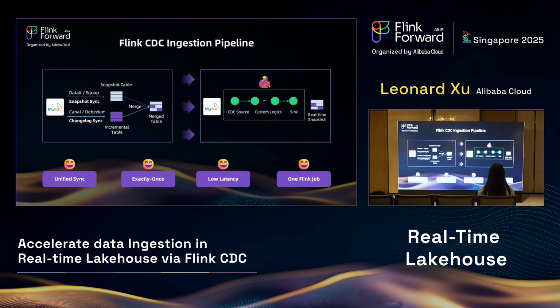And in this way, Flink CDC is a unified synchronization style, and as you know, Flink can offer exactly-once semantics. That means we can ensure better data consistency. And Flink can offer sub-second latency once the Flink CDC job starts the changelog synchronization. And from the user's perspective, one Flink job means maintenance and learning become easier.